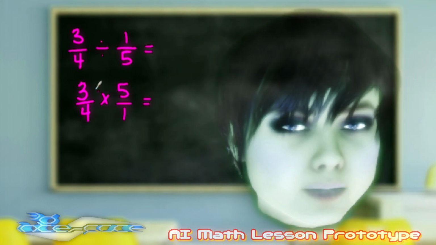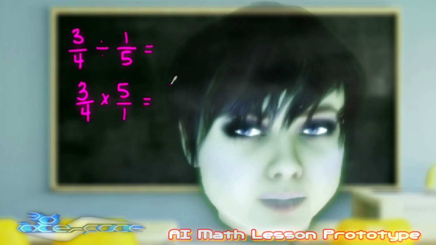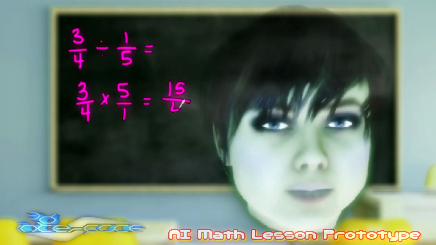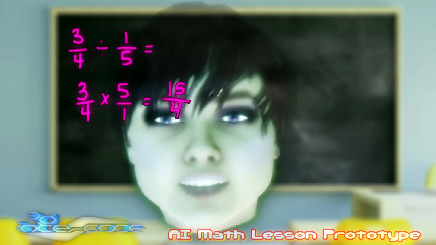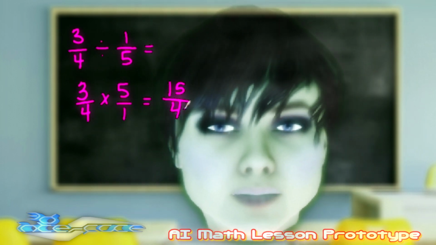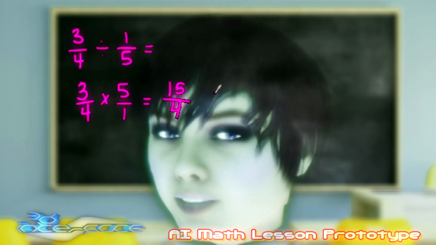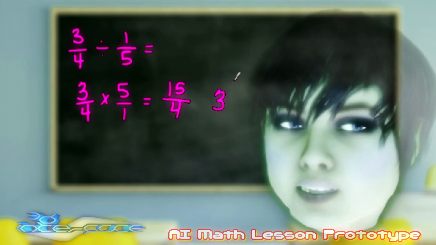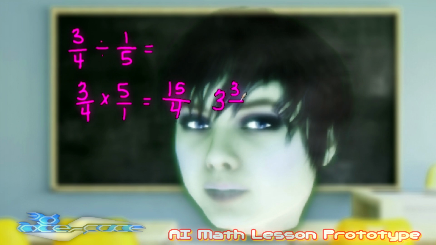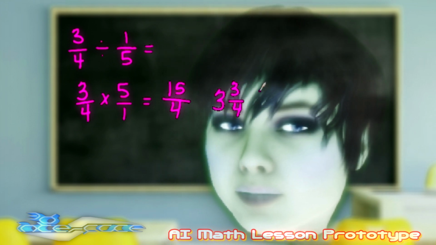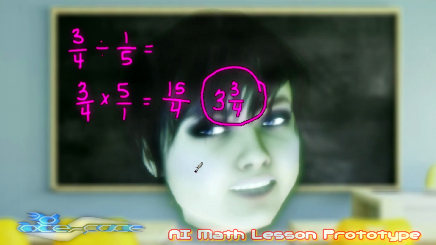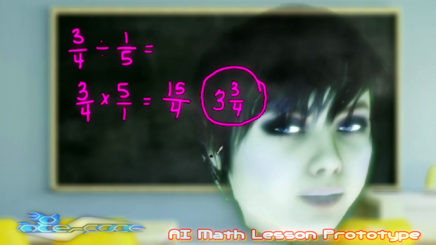And now straight across. 3 times 5 is 15. 4 times 1 is 4. And since this is an improper fraction, we do division. 4 goes into 15 3 times, because 3 times 4 is 12. That leaves us 3 left over, and the denominator is still 4. So 3/4 divided by 1/5 is 3 3/4.